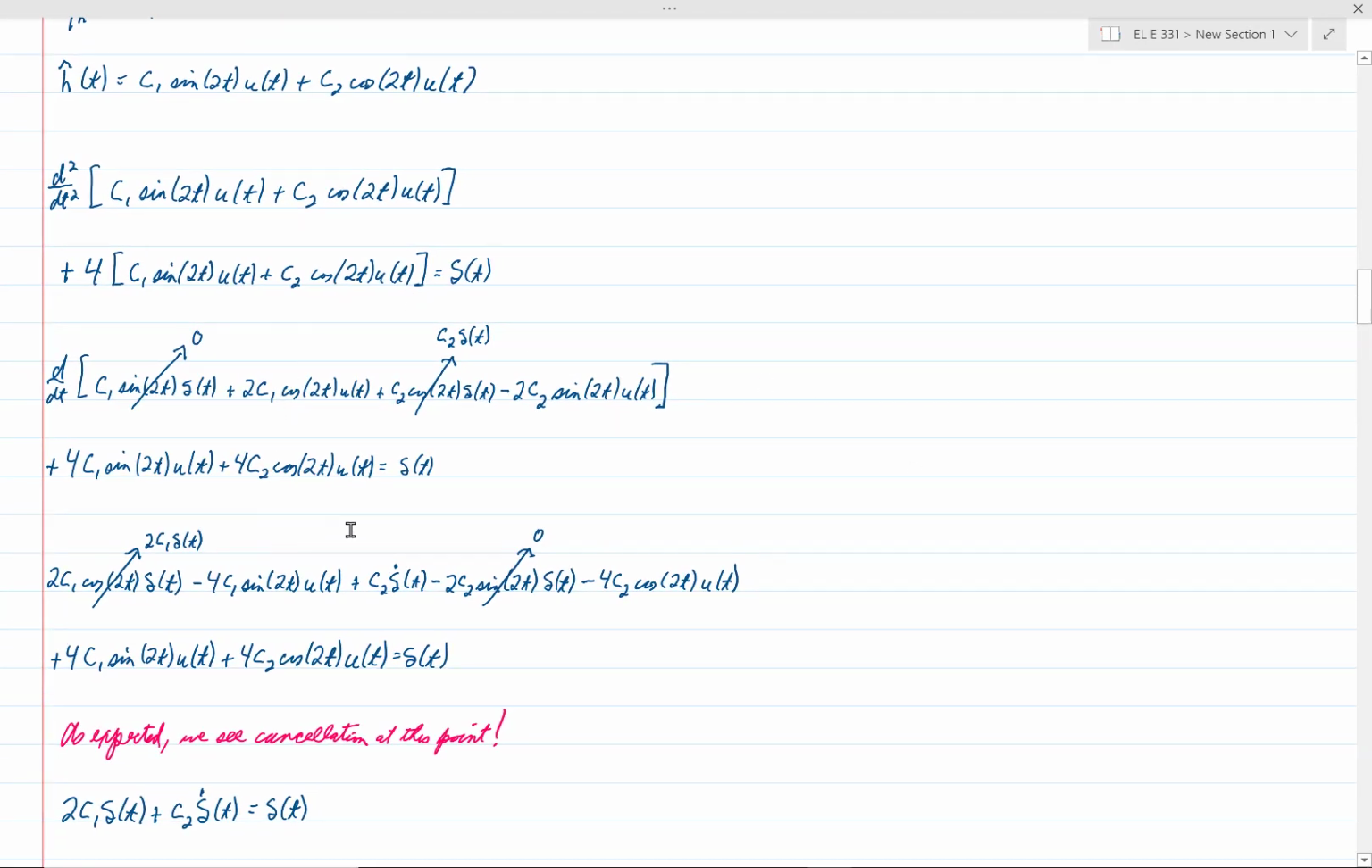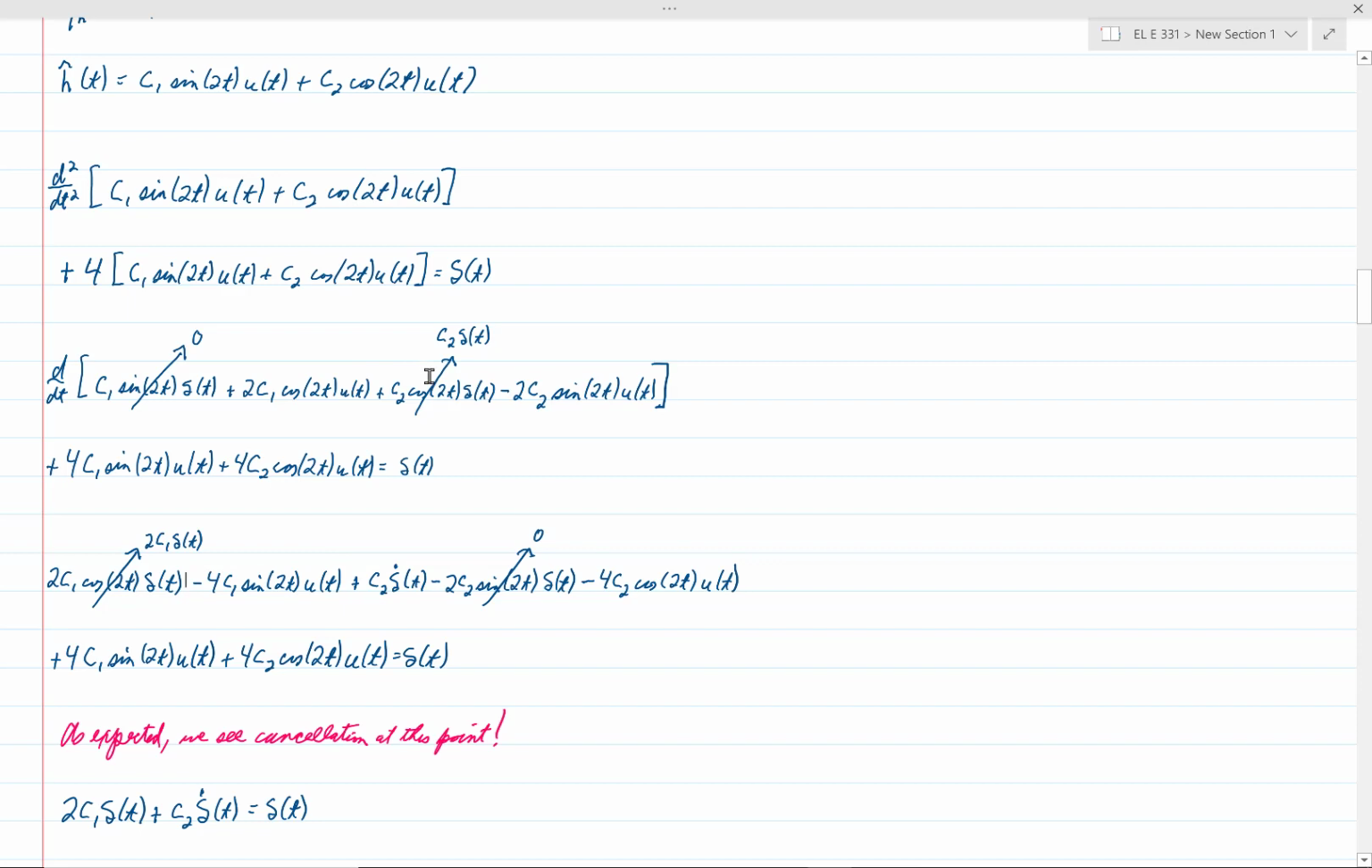Now that I have done that, I'm ready to take one more derivative, since this was two derivatives up here. Since this term is 0, we don't have to take a derivative there. When we take the derivative of 2c1 cosine 2t u of t, again we have to use the product rule. So we'll get the first times the derivative of the second, plus the second times the derivative of the first. That's right there.